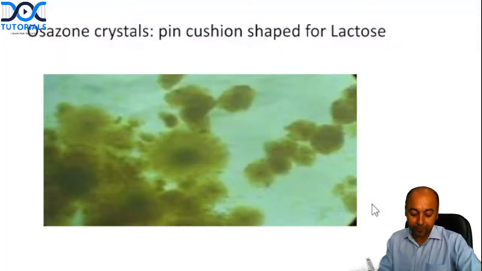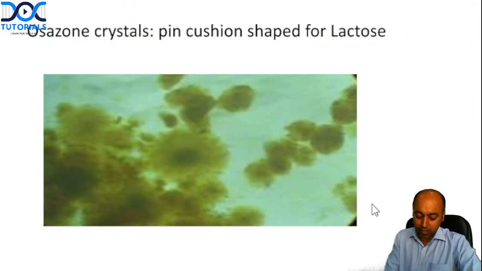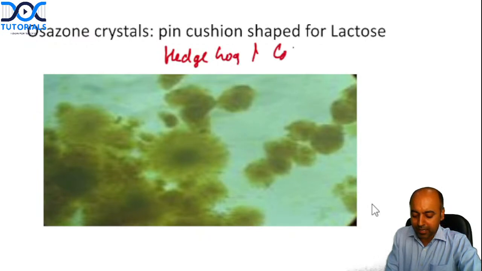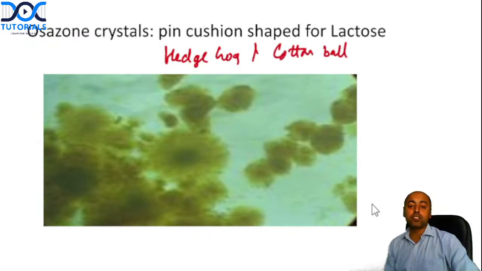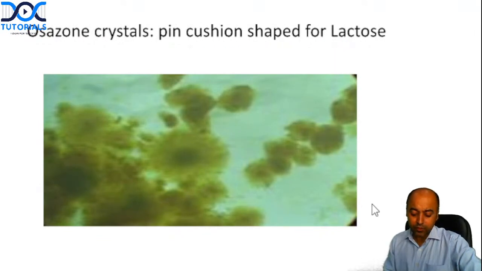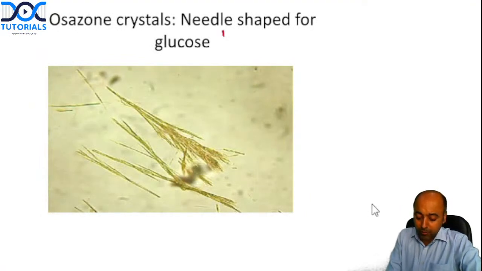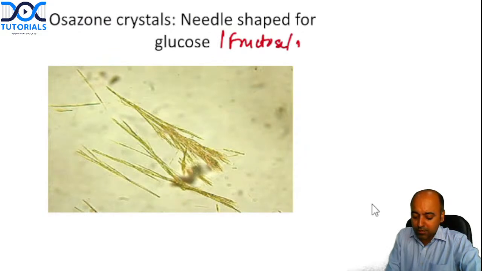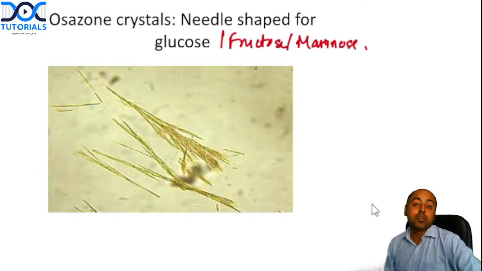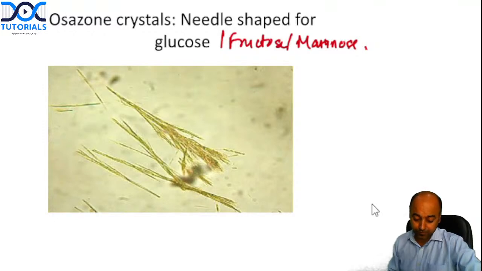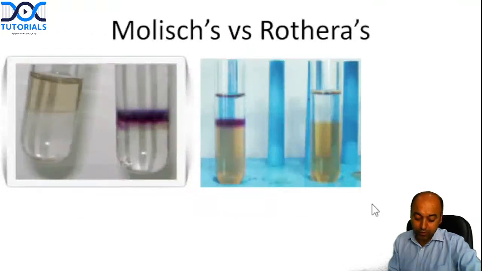I'm so sorry. Okay, so the pincushion shaped or hedgehog shaped, also sometimes described as cotton ball shaped crystal, is for lactose. When you do it for the common monosaccharides, whether it is glucose, fructose, or mannose, for all of these you will get needle shaped crystals. Okay, take a quick look.